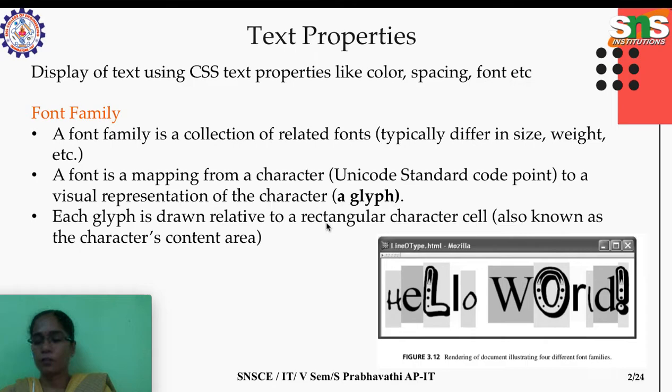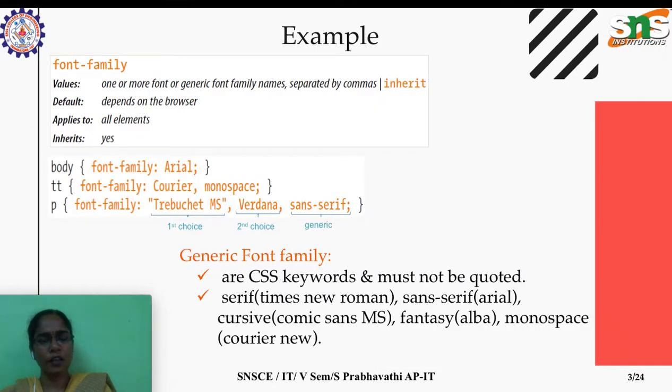Now we are going to see how to include font families in our HTML via CSS. Here we have the property named font family. Using this font family we can have the values. We can have one or more fonts that could be included in our styling, or we could inherit from the ancestor element also. By default, if we don't mention any font family, it depends on the browser, the browser will pick up a font for the user.